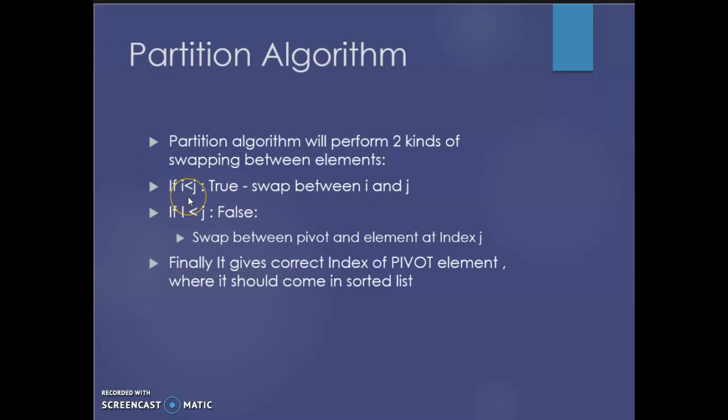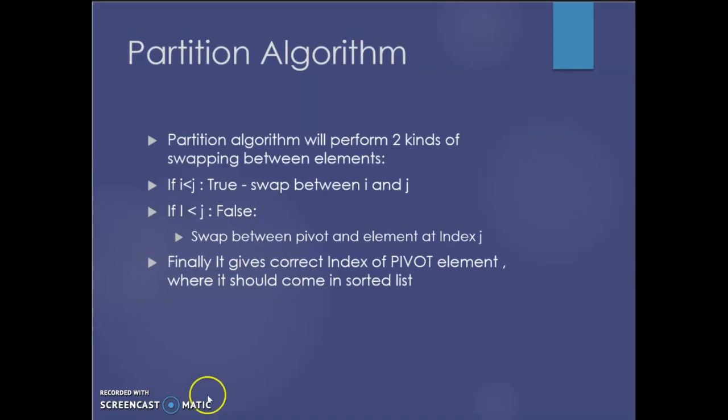When they stop incrementing or decrementing, if the condition i less than j is true, then we can directly swap between i and j. If we have stopped incrementing i and decrementing j and see that this condition is false, you can understand that you have got the correct position where your pivot element has to be placed in the sorted list. If i less than j is false, that means your pivot has to be placed at the position where j currently is, right?